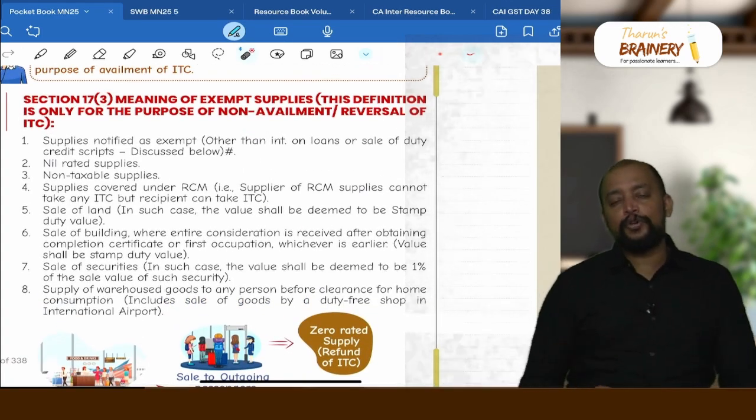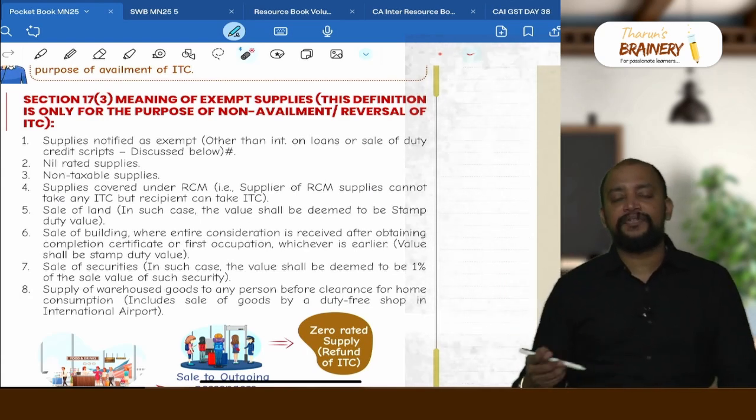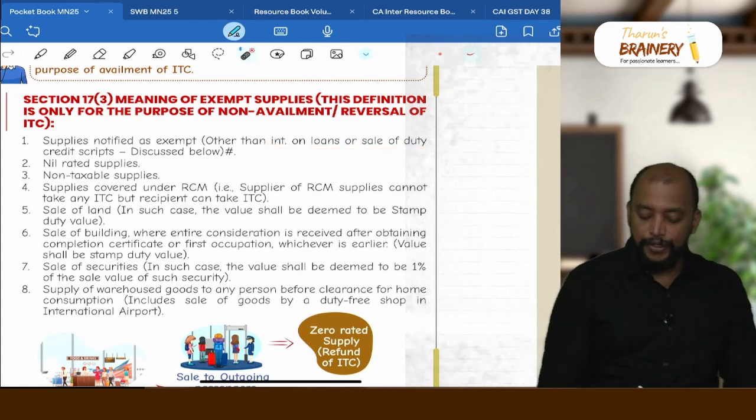Then next, one more point, even though 2 transactions are exempted, but it will be treated as taxable for availment of ITC, that is interest on loans, advances, deposits or sale of duty credit scrips.